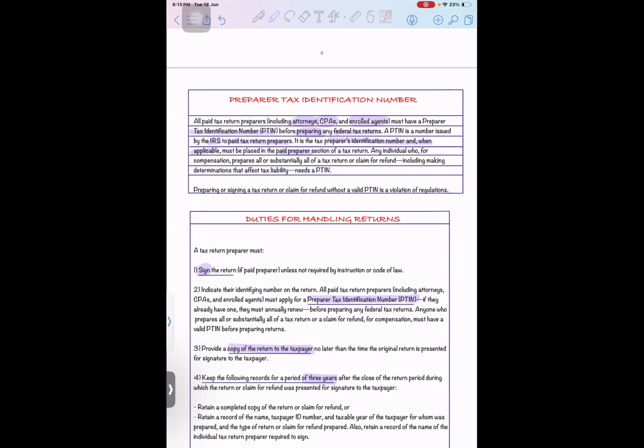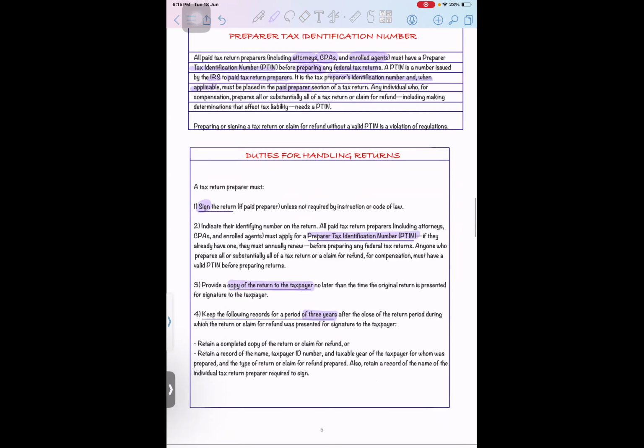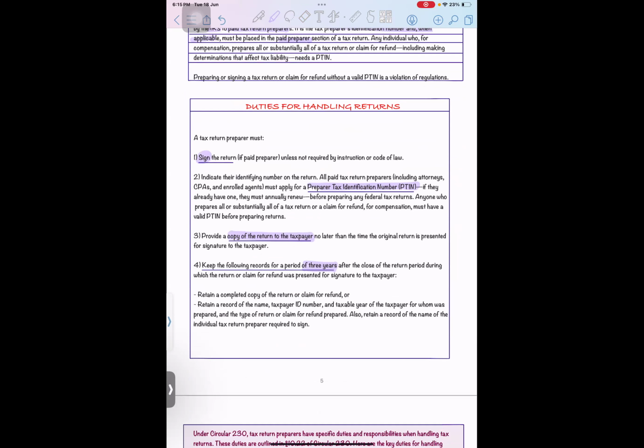Now, once you are a preparer, once you receive a PTIN number, what are your duties? Now think diligently: when you become an EA and you start working directly with clients, what all will be your duties? First duty is you should sign the return. Okay, if you're a paid preparer, you should sign a return unless not required by instructions or code of law.